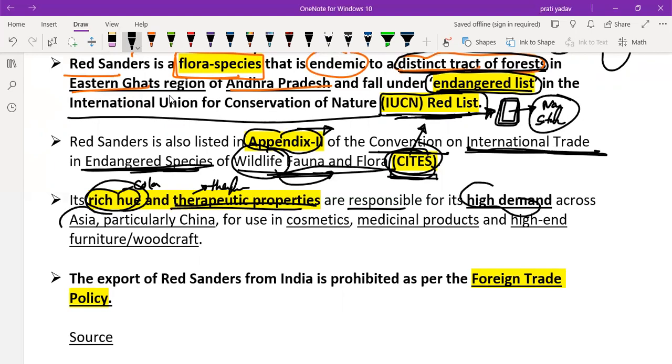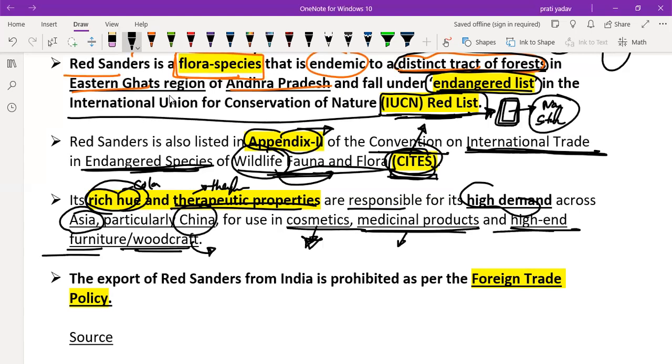Okay, the red sanders are very much in demand in Asia and particularly in China for its use in cosmetics, in medicinal products, high-end furniture and wood. So in cosmetics, red sanders are used, in medicinal products red sanders are used, as well as in high-end furniture. That's why it is very much in demand in Asia and particularly in China.